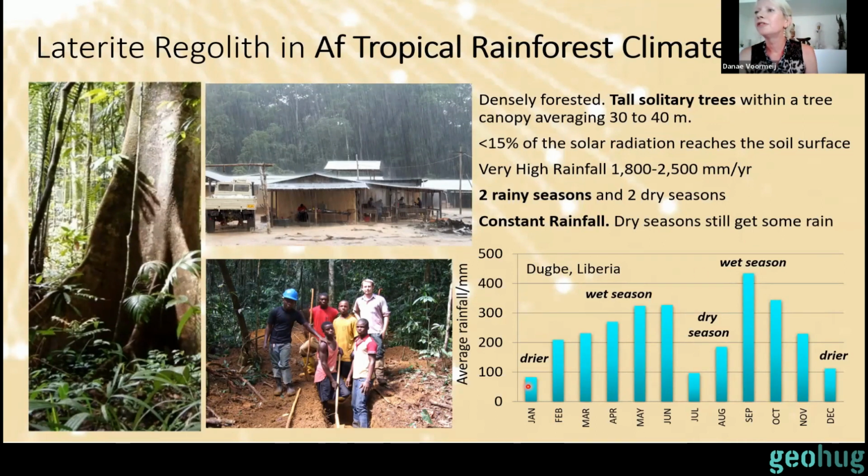This is rainfall data collected from Douglas in West Africa in Liberia. And what you can see is a wet season followed by a dry season, and then another wet season followed by a dry season. But throughout the year, there's always some rainfall, so it's never completely dry, but there certainly is a seasonality that happens.